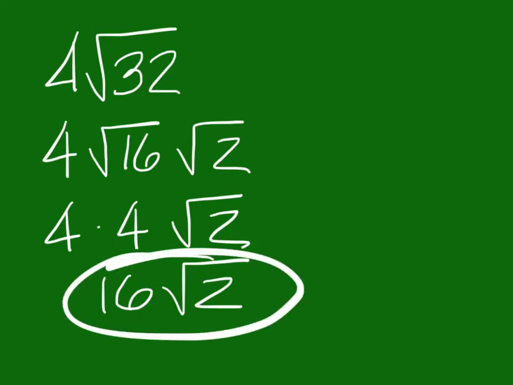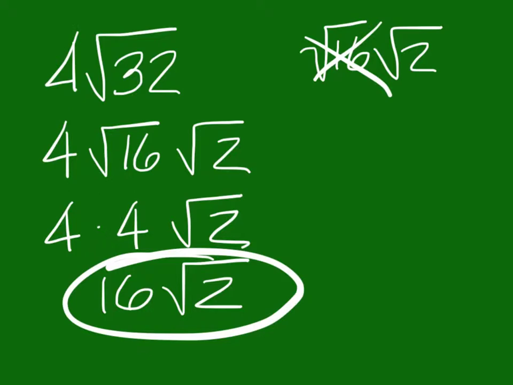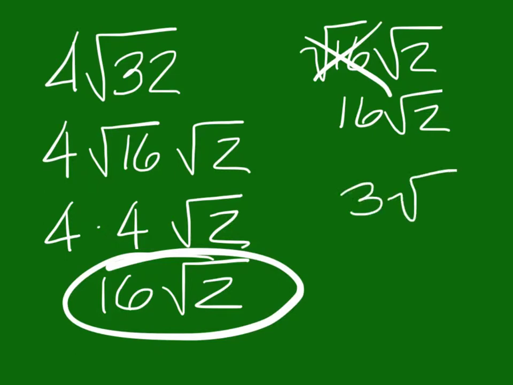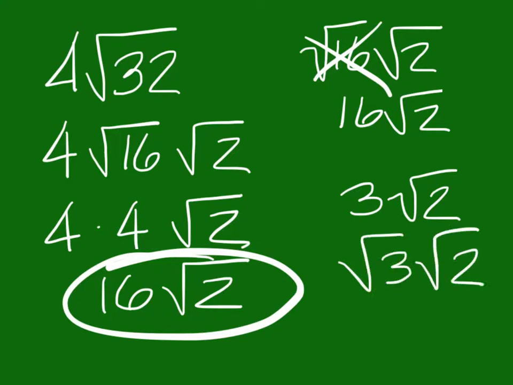Do not write your answer like this. The radical sign is not needed. It's 16 square root of 2. If any of your answers come out to, for example, 3 square root of 2, do not write it as square root of 3 square root of 2. Once you find the square root of something, the sign is gone. It does not stick around later on in the problem.